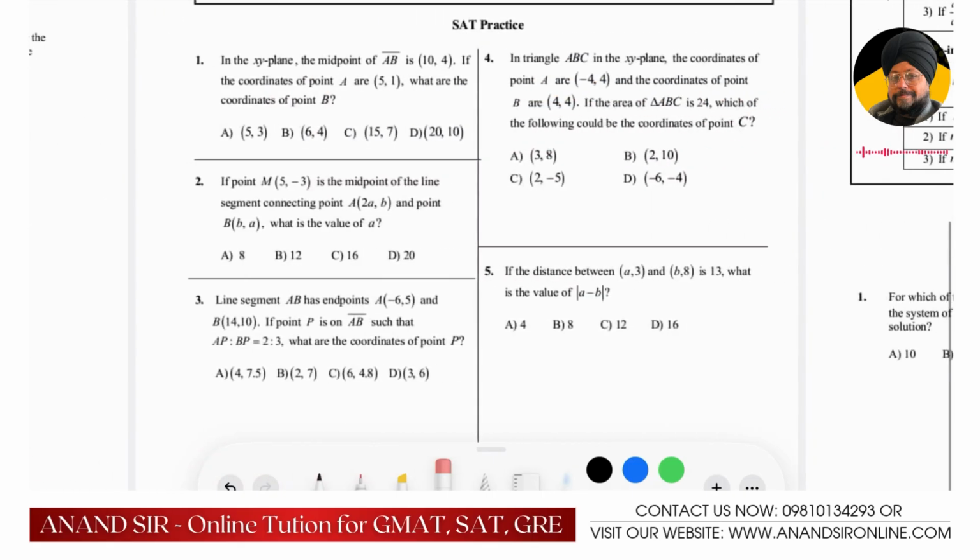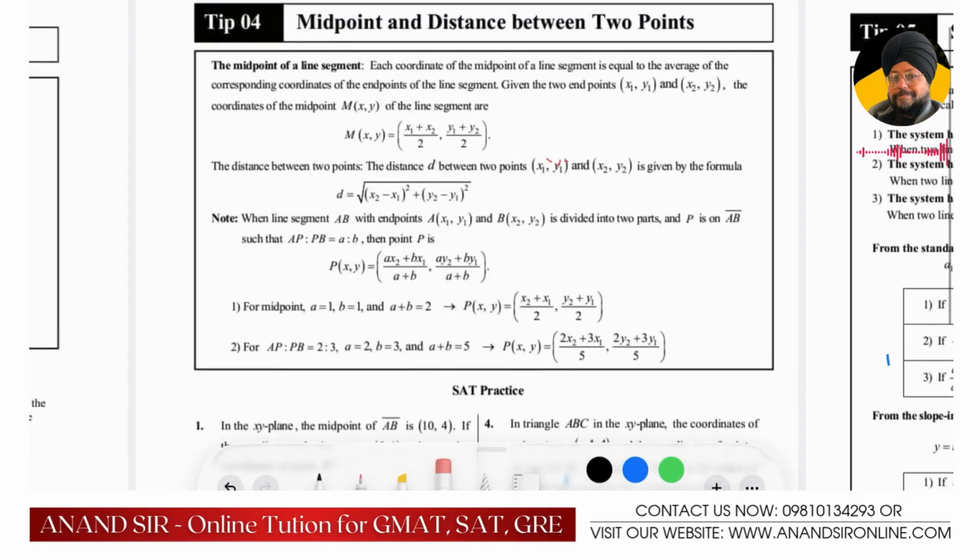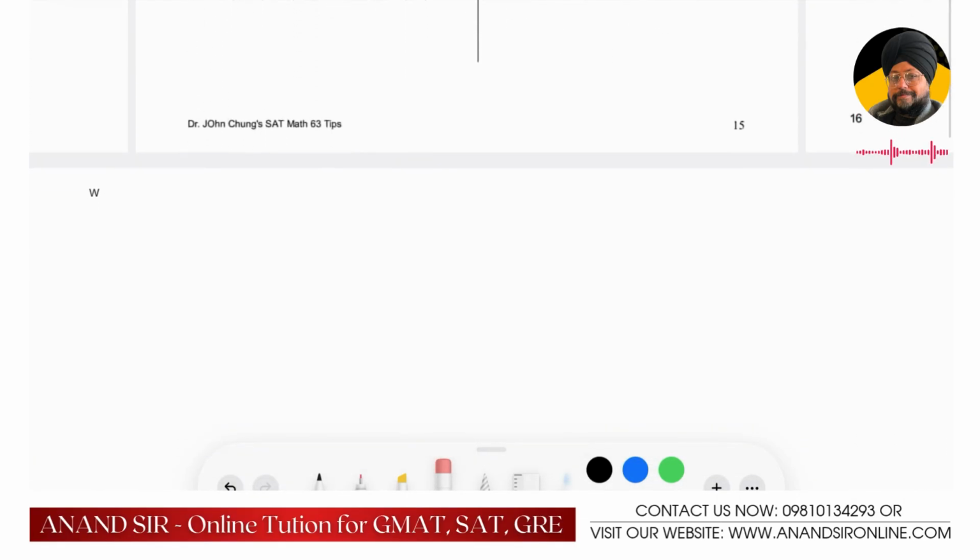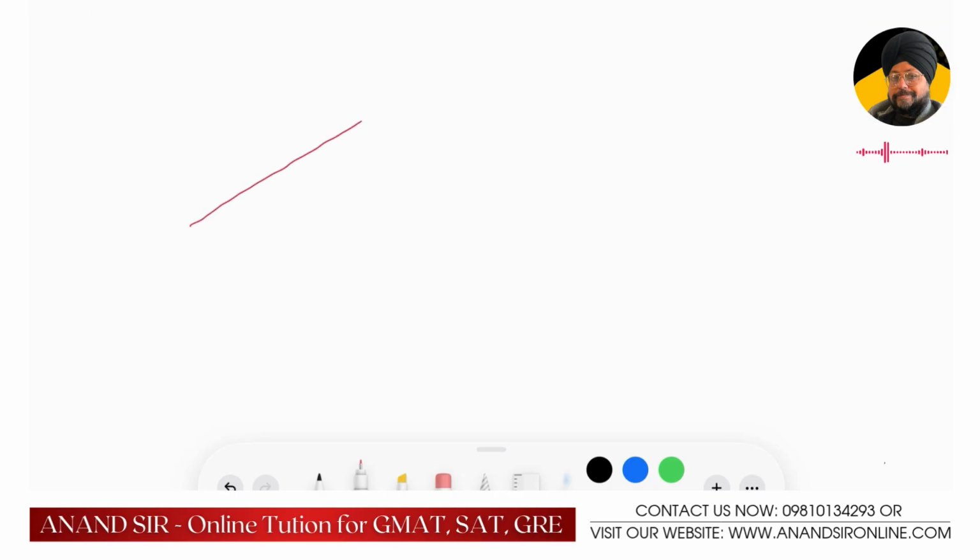Next topic is midpoint formula and distance formula. Midpoint formula. If we have 2 points on a line, say x1, y1 and x2, y2, and we intend to find the midpoint, there is a formula which tells us to find the midpoint of the line segment joining point P and point Q. It is basically x1 plus x2 by 2 to find the x coordinate and y1 plus y2 by 2 to find the y coordinate.